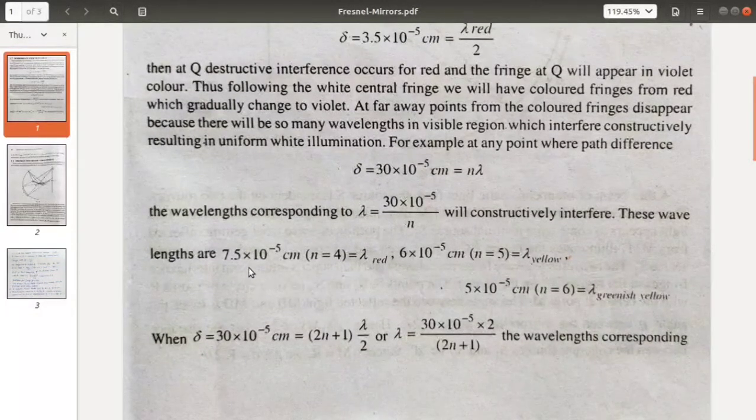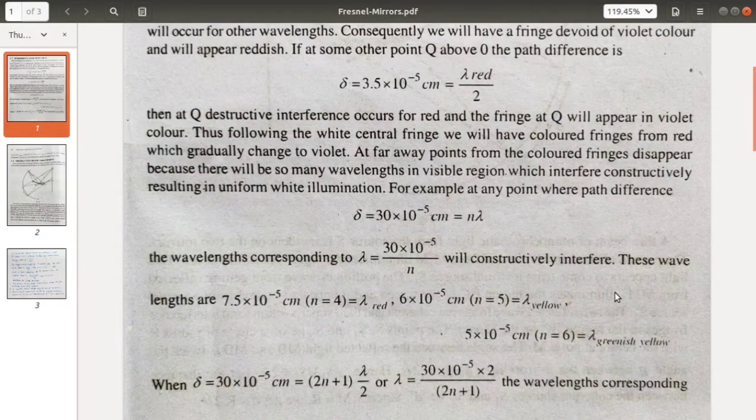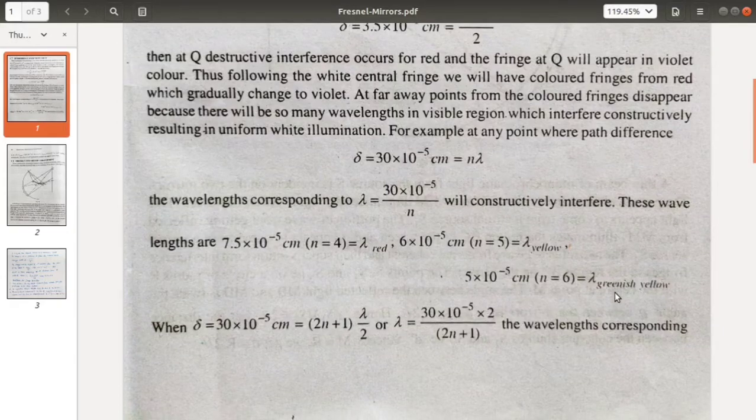So we have shown here these wavelengths correspond. According to this constructive interference condition, these wavelengths are 7.5 into 10 to the power minus 5 centimeter from this equation when n is equal to 4, which is nothing but the wavelength of red light, and for n is equal to 5 this value is the wavelength of yellow light, and for n is equal to 6 this value is the wavelength of green light, etc.